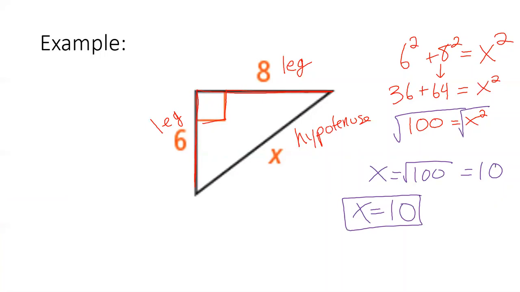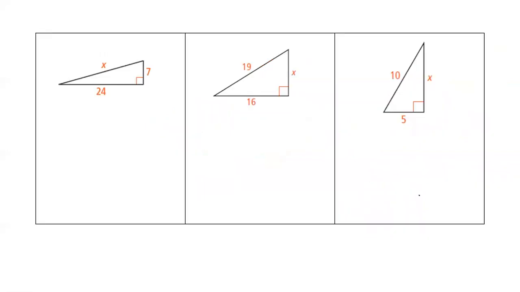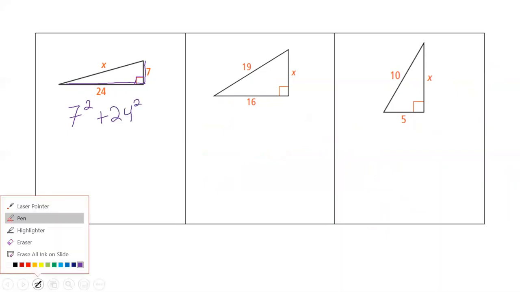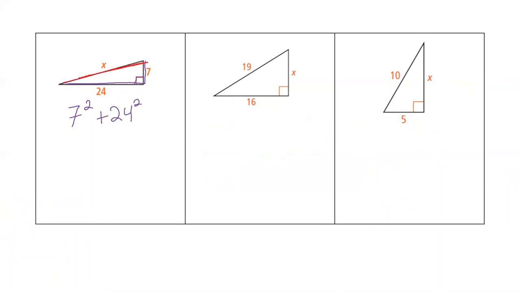I would like you to go through the next 3 on your own and then compare your answers, but I will also work through them. So I would recommend you press pause, do the next 3, and then hit play. But here we go. So again, the sides that make the 90-degree angle, those are your legs. So 7 squared plus 24 squared equals the hypotenuse X squared. So 49 plus 576 equals X squared. You add those together, you get 625 equals X squared.